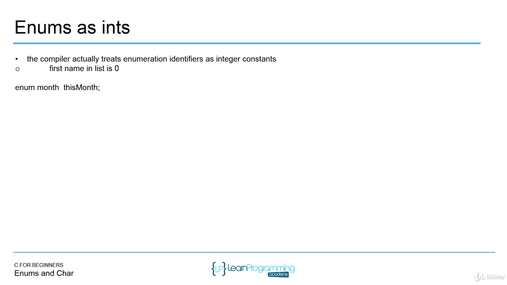So what this means is if we have enum month this month, we created a new variable of type enum month, and then we say this month equals February, this month is actually going to be equal to an integer. But we can still use it to compare against February. But if you were to print out this month to the console, this month would actually be an integer value corresponding to when it was defined in the list.